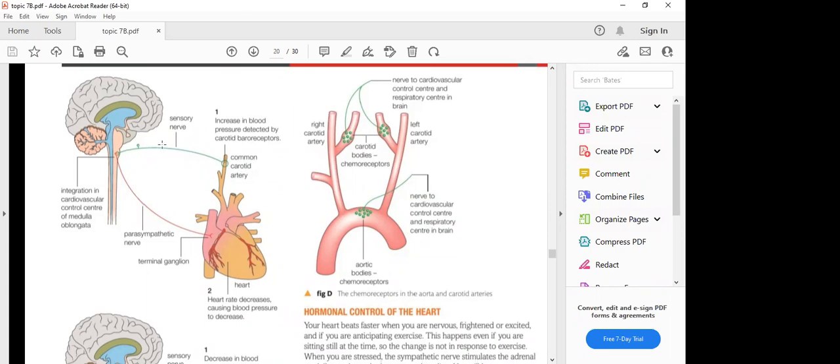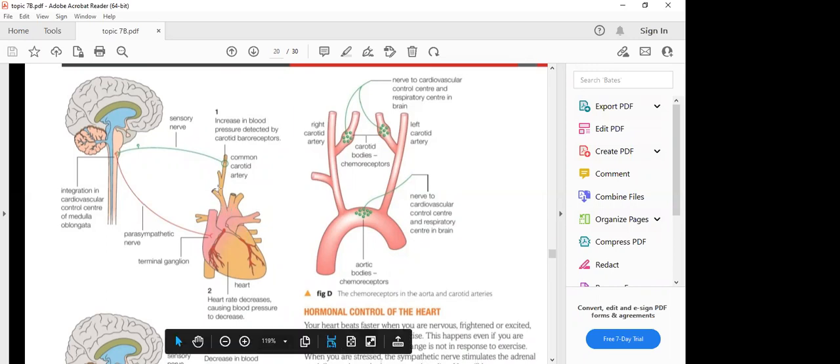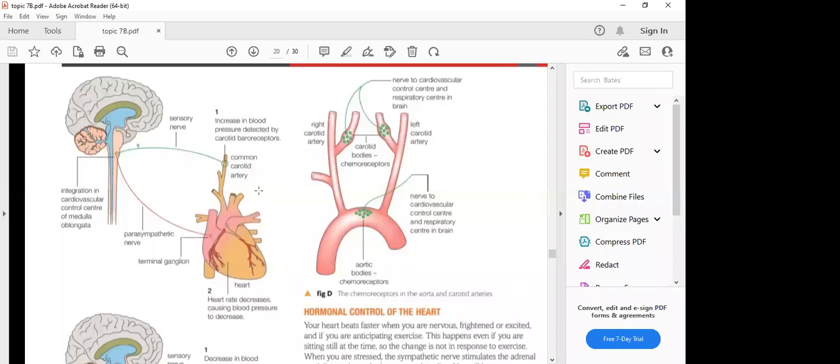Look, our sensory nerves: an increase in blood pressure is detected by the carotid baroreceptors in the common carotid artery. What is the carotid artery? It is a type of artery that takes blood to our brain. Look, this is the aortic arch. Remember the aortic arch? This will go down and become the aorta. From this aorta, one branch is called the subclavian artery, which takes blood to this region. The carotid artery takes blood to the brain. Remember?